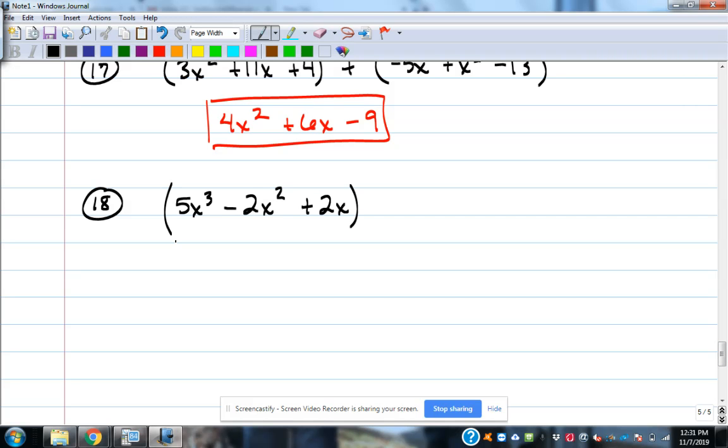So here's a polynomial. And we're going to subtract another polynomial.